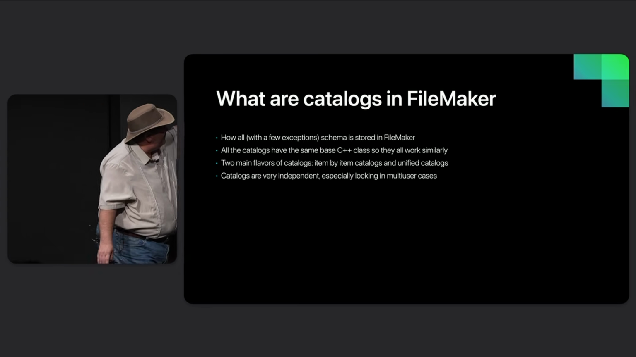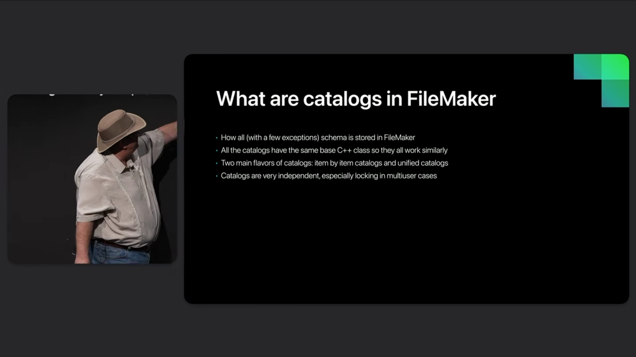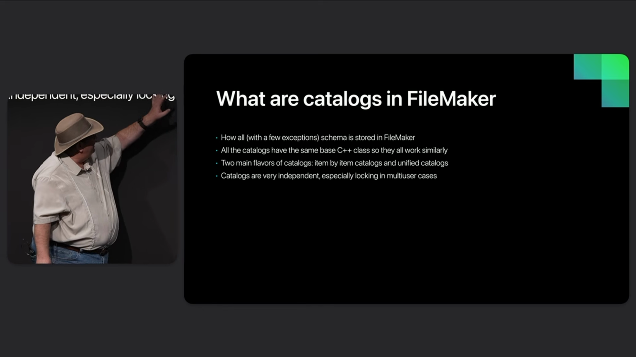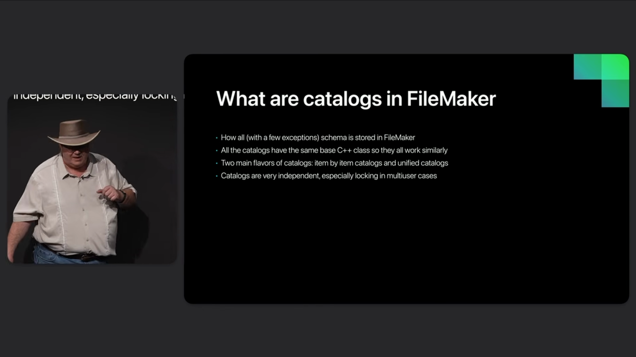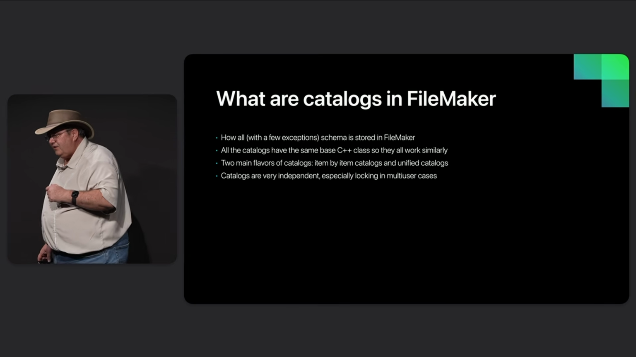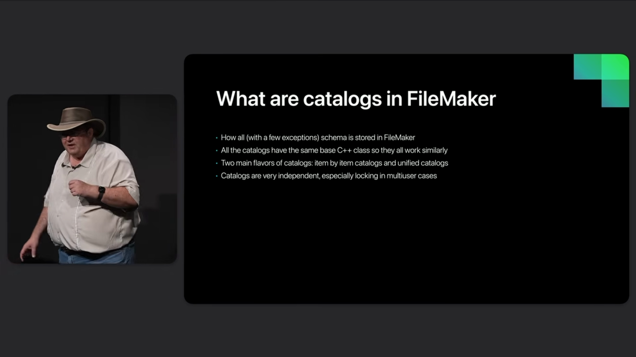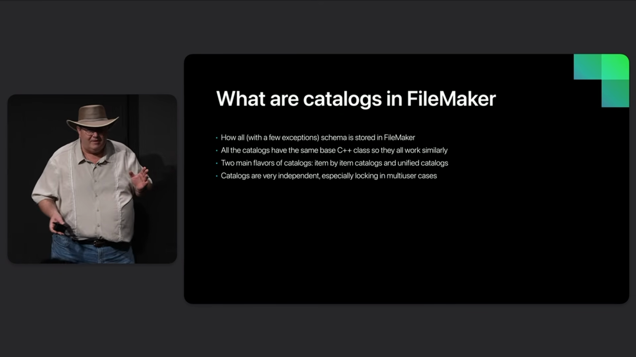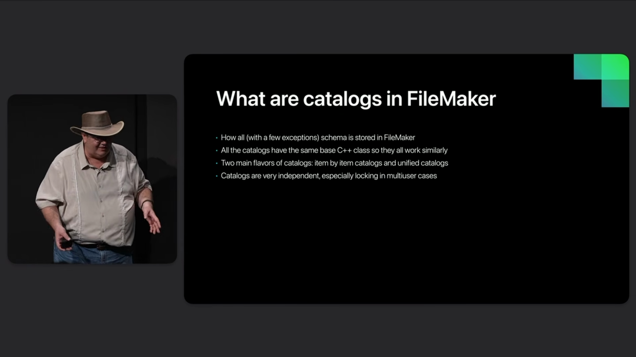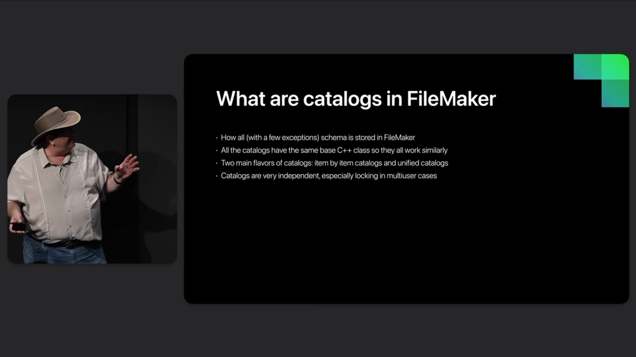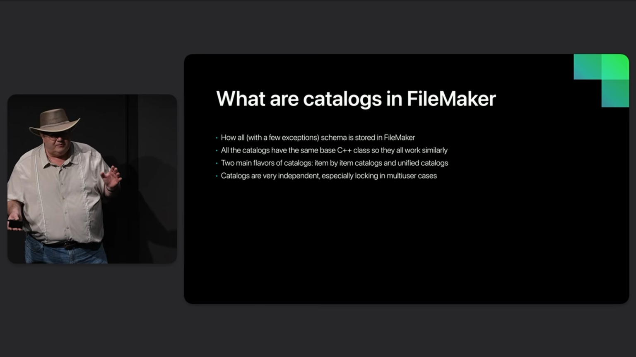And there's two different major flavors of item catalogs: item-based catalogs and unified-based catalogs. The item-based catalogs are like layouts and scripts where you can lock individual members. So you can have two different people editing the same script at the same time or the same layout at the same time. But then there's other catalogs, like the accounts catalog.